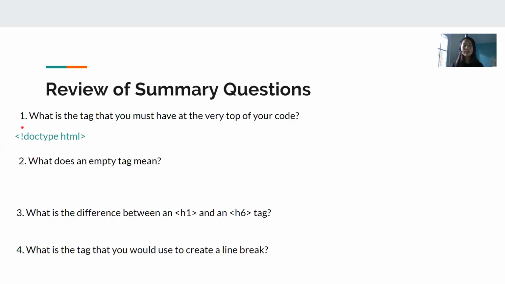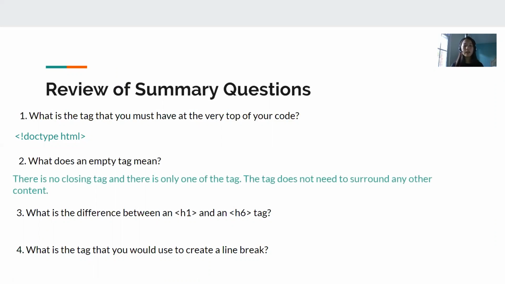Number two, what does an empty tag mean? An empty tag means that there is no closing tag and that there's only one of that tag. This tag does not need to surround any other content. So normally with tags, there's an opening and a closing tag. However, an empty tag means that there is only one of it and it does not need to surround any sort of content. So in the last video, we saw examples of this through the br tag, which creates a new line, and the hr tag, which creates a horizontal line.